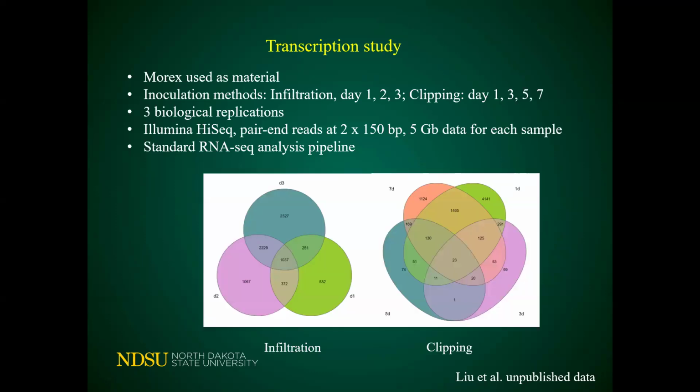This is infiltration. Those DEGs were identified. The Venn diagram, right? This is one plot. So we can see for day 1, day 2, day 3, how many genes are significantly differentially expressed, and what the common genes among them are. The right one is using the clipping method we identified. And so we can see a lot of genes showing upregulation and downregulation in the infiltration method, but not much in the clipping.